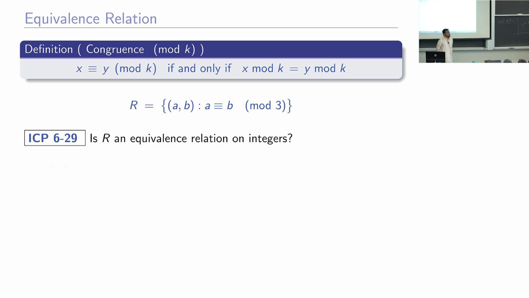Could it happen that the remainder of 7 when divided by 3 is equal to the remainder of 11 when divided by 3, but the remainder of 11 mod 3 is not equal to the remainder of 7 mod 3? The remainder equality, this equality is symmetric. If x mod k is equal to y mod k, then y mod k is equal to x mod k. That's why if xy is there, then yx must also be there in R.